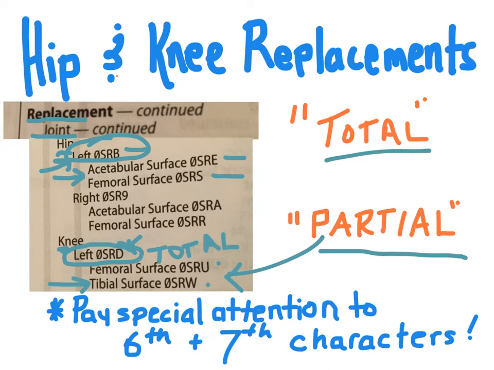Also, when you're coding hip and knee replacements, once you find the correct table in the tabular list, pay special attention to the 6th and 7th characters. They're a little more in-depth than what you're used to seeing.